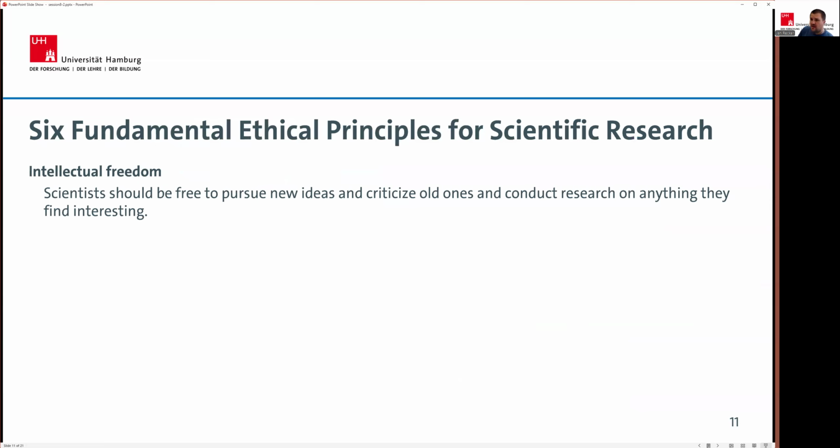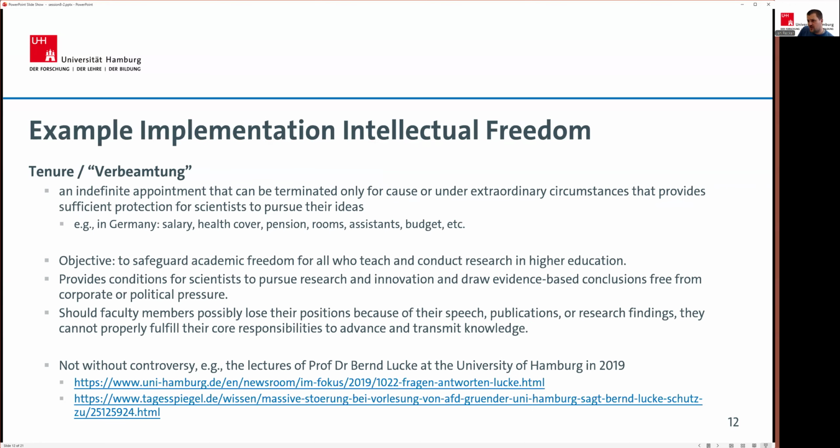A third fundamental ethical principle is the idea of intellectual freedom, meaning that scientists should be free to pursue new ideas, criticize old ideas, and conduct research on anything they find interesting. This is a fundamental ethical principle for scientists, that they are trained and educated and got to where they are so that they can research anything they find worthy researching without anyone telling them what to do or what not to do. The main principle by which this gets implemented is the so-called notion of tenure.